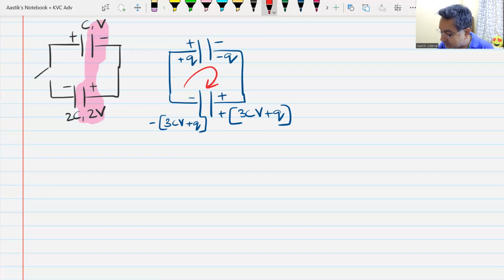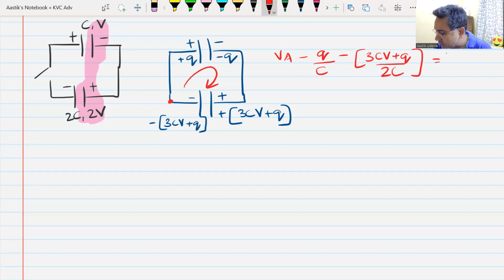Now I can move in the circuit and I can write the equation: VA minus Q by C minus (3CV plus Q) by 2C must be equal to VA. From here I will get the value of Q. What is the value of Q I'm getting from here? CV, sir. Q is equal to CV. So the charge on the first capacitor is CV and from there you can find out the charge on the other capacitor. Yes or no? Yes, sir. Everyone got this? Yes, sir.